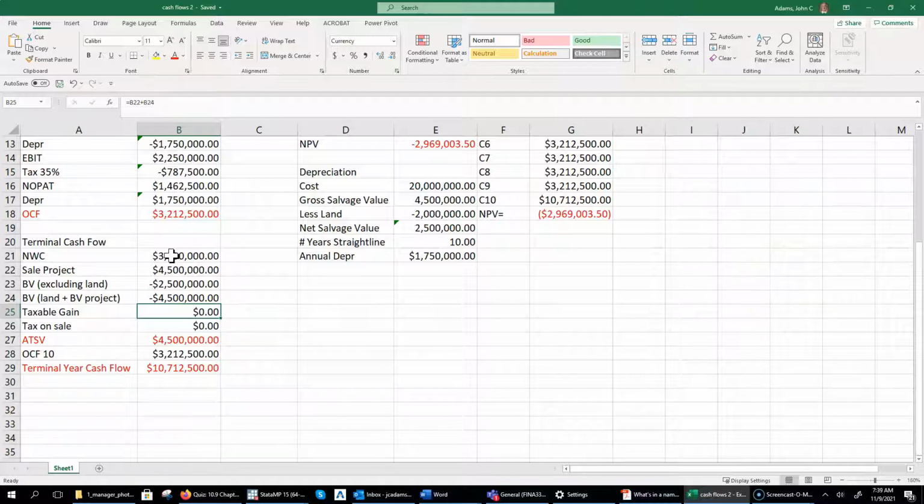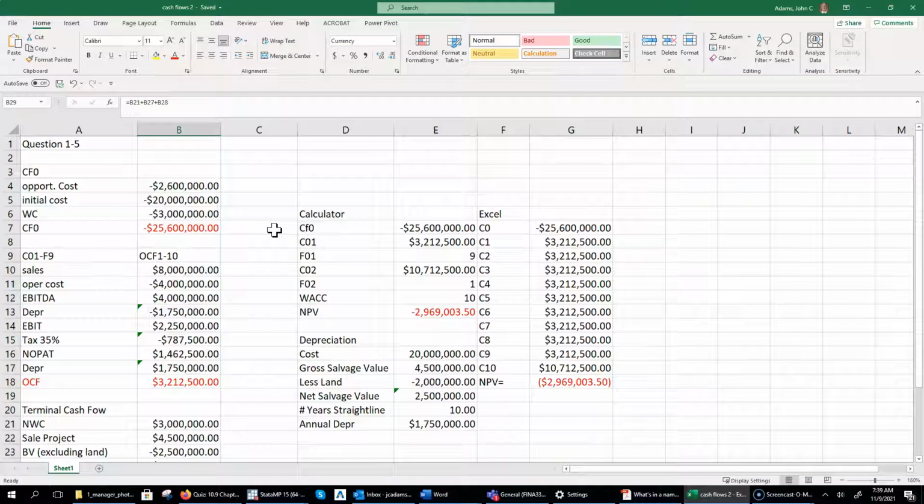We could have had a taxable gain that's positive, negative, which would be a tax credit. So because we don't have a taxable gain, we don't have taxes to pay. So our after-tax salvage value in this particular case is the same as the sales price. Typically that's not the case, but just in this particular problem it is, right? Then we also have the operating cash flow for year 10, and that gives us a total terminal year cash flow of $10,712,500.